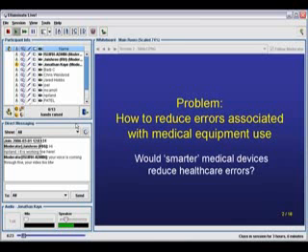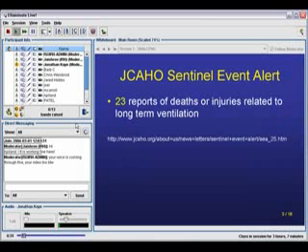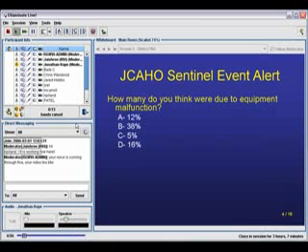So the one hypothesis is, if we made our equipment smarter, wouldn't that really reduce healthcare errors? What I like to point to is that a few years ago, the Joint Commission issued one of their Sentinel alerts. The study was 23 reports of death or injury related to long-term ventilation, so people on ventilators either died or had serious consequences. And they looked at 23 cases, and they studied what the issues were, the primary, secondary, and everything surrounding it.